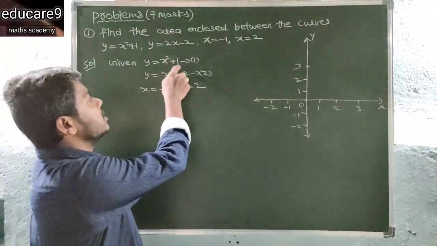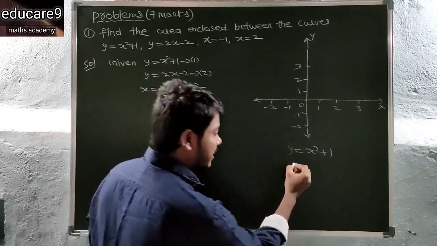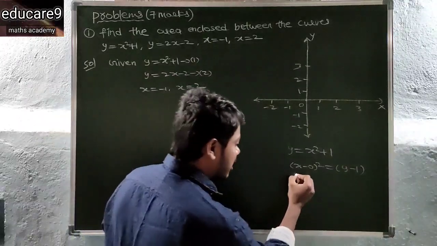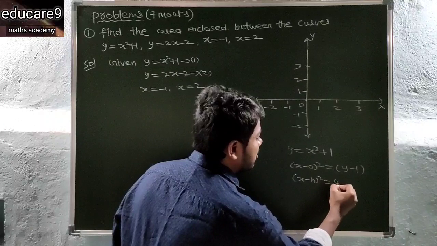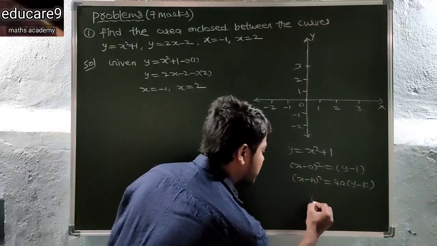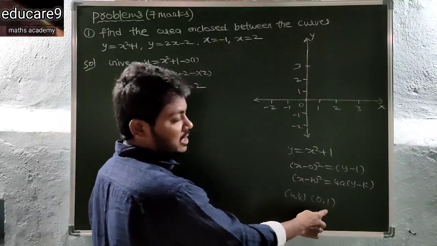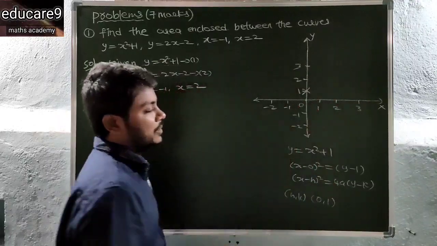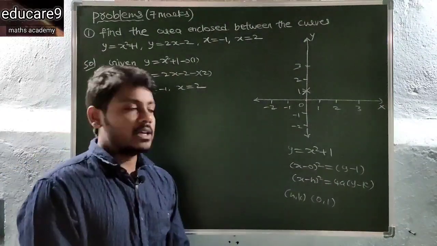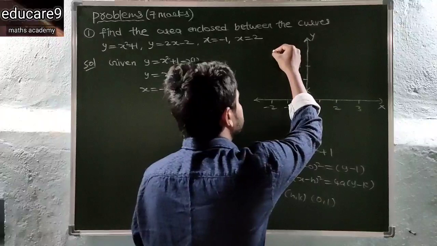So here first one, y is equal to x square plus 1. This can be written as x minus 0 whole square is equal to y minus 1. So it is in the form of x minus h whole square is equal to 4a into y minus k. So it represents a parabola whose center is 0, 1. So 0, 1 is the center of the parabola. Clearly this parabola opens on the positive y-axis side. So like this.